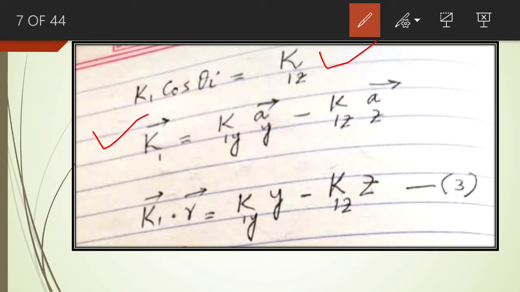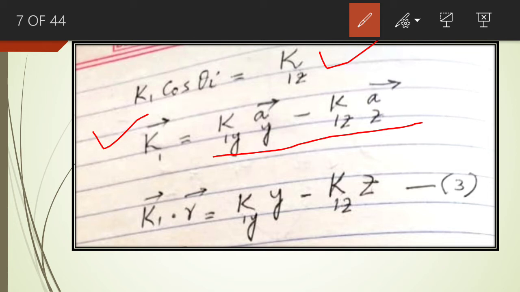K1y Ay minus K1z Az, right? So this is the vector K1. Vector K1 has been resolved into two components, K1y Ay minus K1z Az.